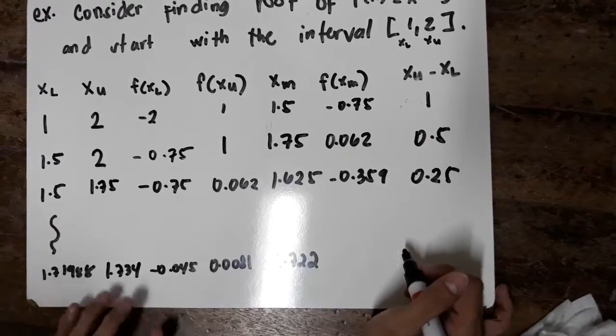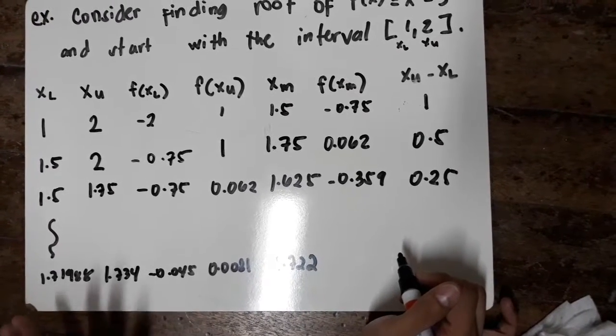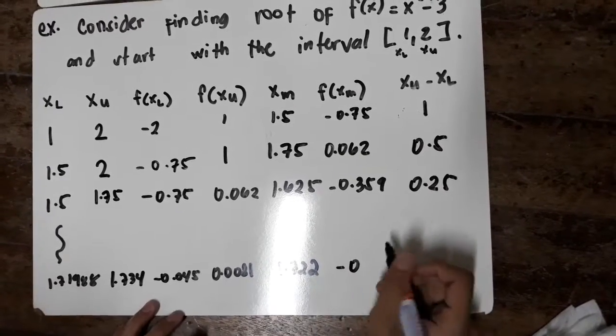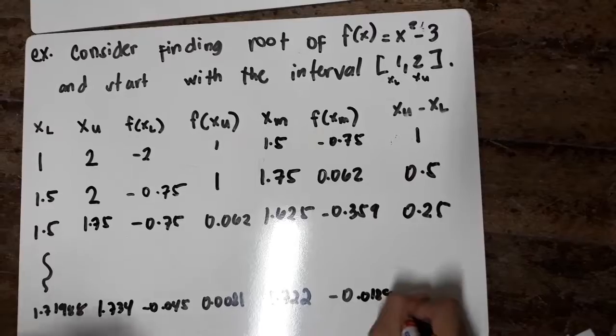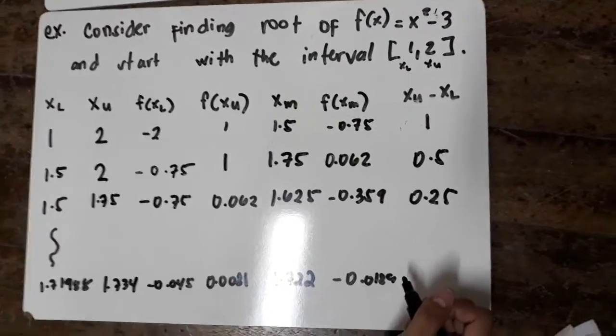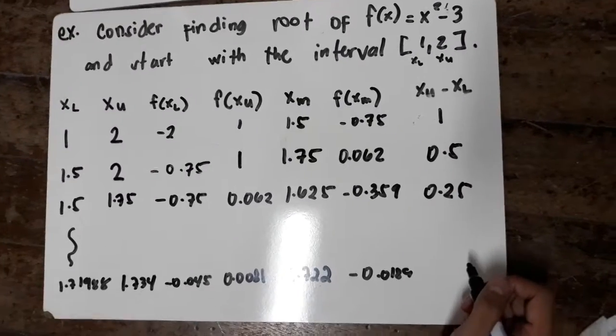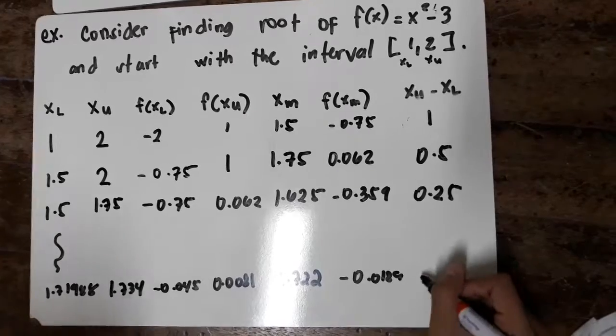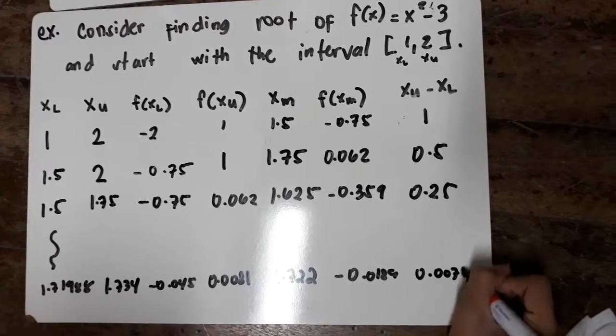Then when we add x sub u plus x sub l divided by 2, we have an answer of negative 0.0189. And x sub u minus x sub l is equal to 0.0078.